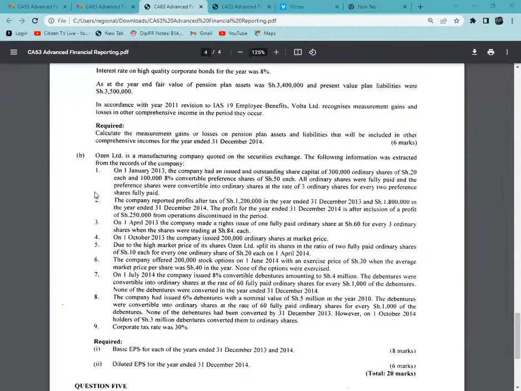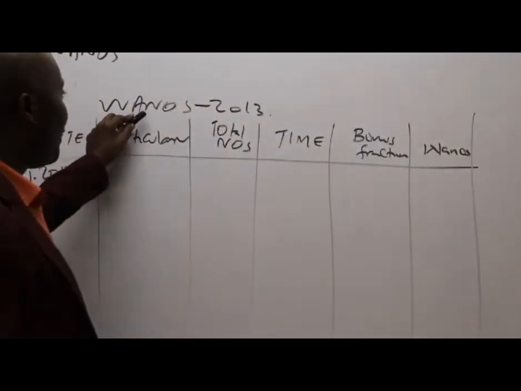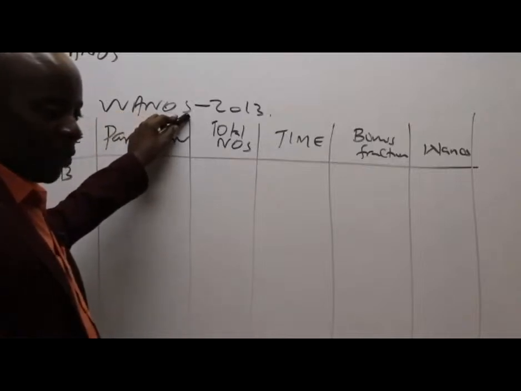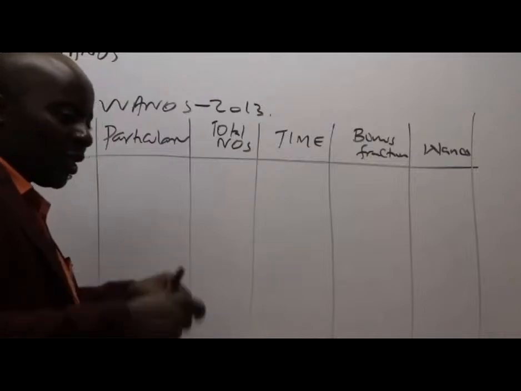They tell us that on 1st of January 2013, the company had an issued and outstanding share capital of 300,000 ordinary shares of 20 each and 100,000 8% convertible preference shares. If they are convertible, ladies and gentlemen, debentures, share options, those things will never find their way to my weighted average number of ordinary shares, not unless they were actually converted to ordinary shares in the year.